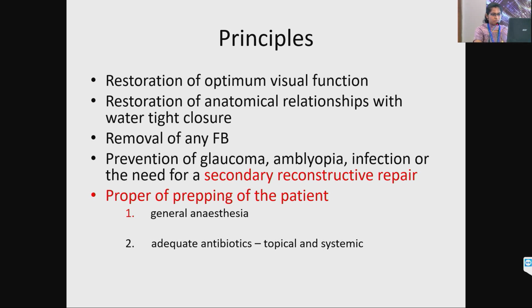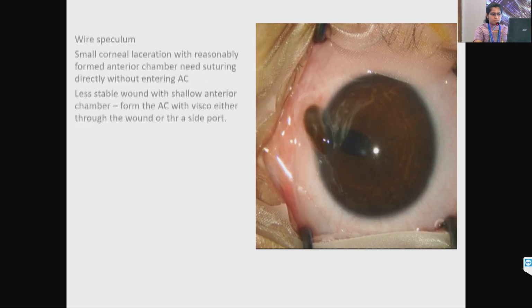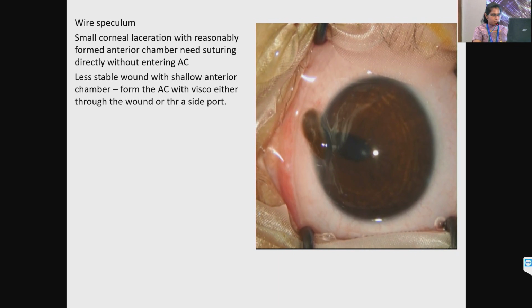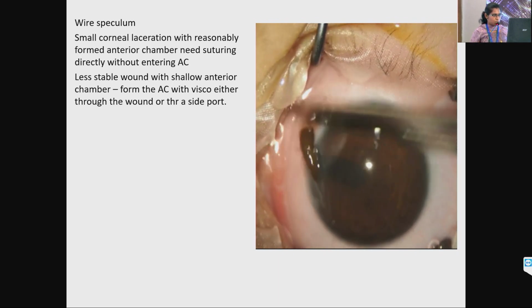That means that when we do the primary corneal tear repair itself, we have to achieve as much perfection and cosmesis so that we can decrease the scarring and the amount of astigmatism that later develops. Of course, we need the proper prepping of the patient whenever required. We need a general anesthesia, and adequate antibiotics, both topical and systemic, should have been started even prior to taking the patient onto the OT table.